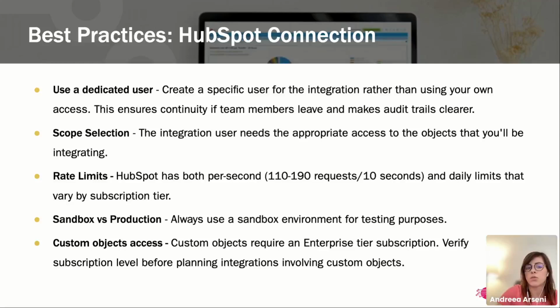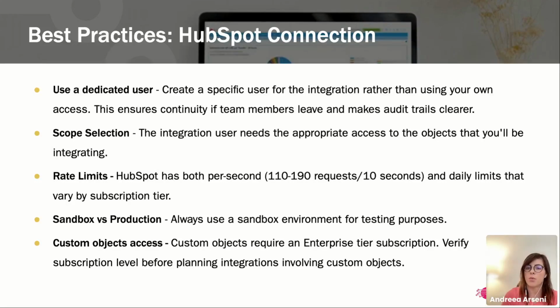Second, of course, you have to look at scope selection. So you have to give the proper access to this user so that your integration runs correctly. You need to have access to the objects that you want to integrate. Then you have to keep in mind the rate limits, which are more specific on HubSpot than Salesforce. They have per second requests that you have to comply with. And of course, you have daily limits that can vary based on the subscription that you have.